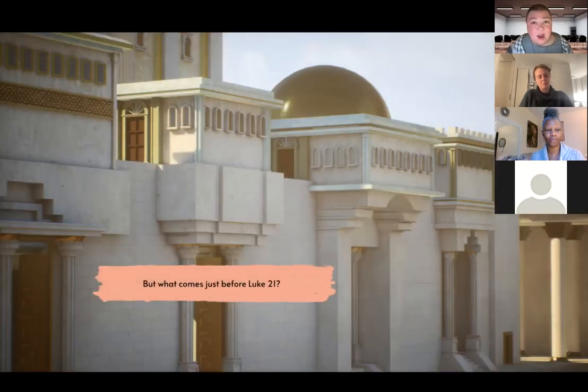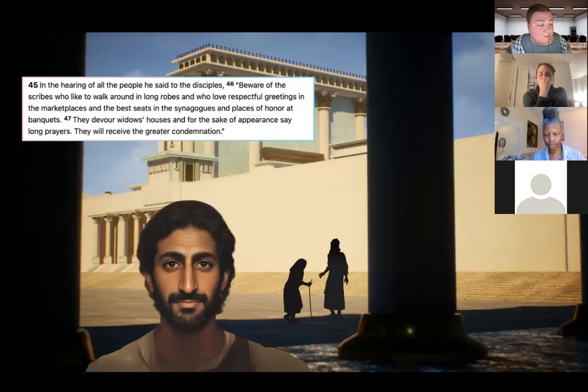But what comes directly before this verse? What is the context of the beginning of Luke 21? If you have your Bibles open or you're looking at it online, please turn one page back to the end of Luke 20, the previous chapter. Luke 20 ends on this, from verse 45.